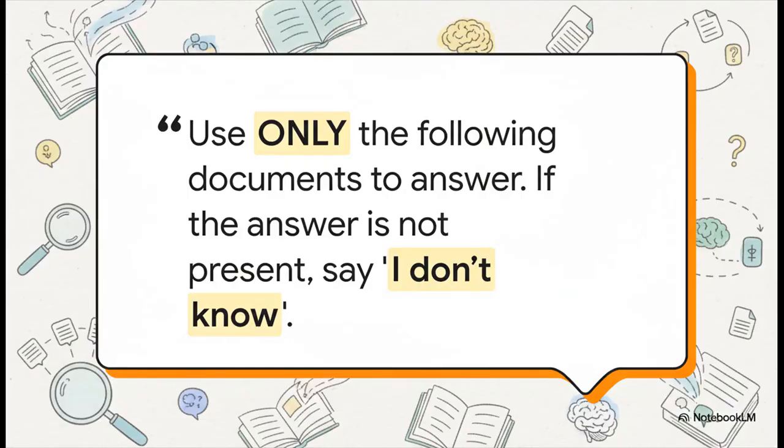And check this out. This is the kind of instruction we give the AI along with that cheat sheet. We're super strict with it. We say, use only this information. Nothing else. And hey, if the answer isn't in here, just say you don't know. This one little instruction is the key to stopping the AI from making stuff up.